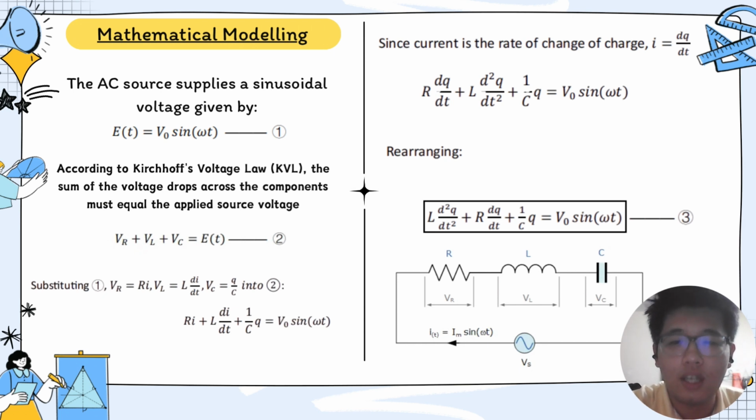By rearranging, we get the equation L d²q/dt² plus R dq/dt plus 1 over C Q is equal to V0 sine omega t. So right now we have a non-homogeneous differential equation. Let's move to the next part.